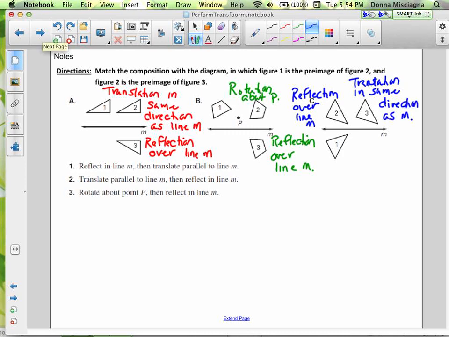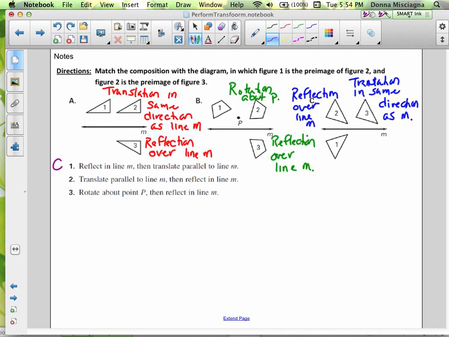All right, so now we've written it all in, and that's always a good way to do that. Write in your own words what's happening, and then look at the descriptions. So reflection in line M, then translate parallel to line M. Which one did the reflection first over M and then moved in the same direction? Well, that was C. All right, so next to 1, we should write in C.